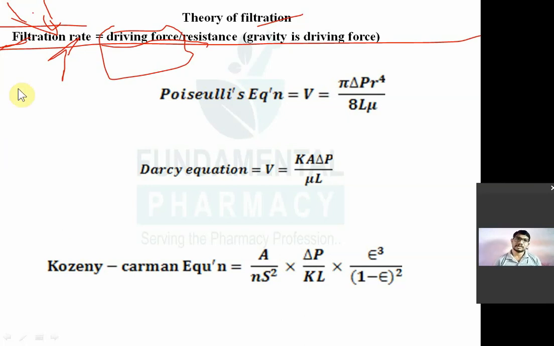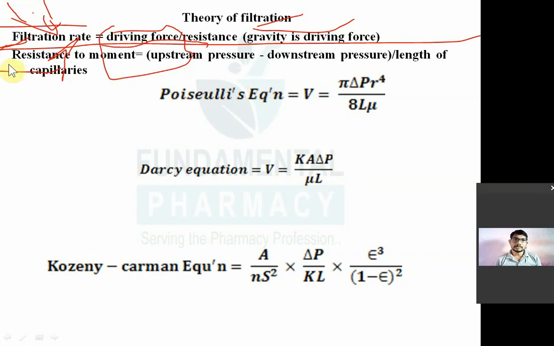Okay, now the first theory is known as Poiseuille's theory or Poiseuille's equation. According to this theory, the rate of filtration, meaning the velocity of filtration, is equal to pi into delta p into r raised to 4, divided by 8 into L into mu. Now I will explain these terms one by one.